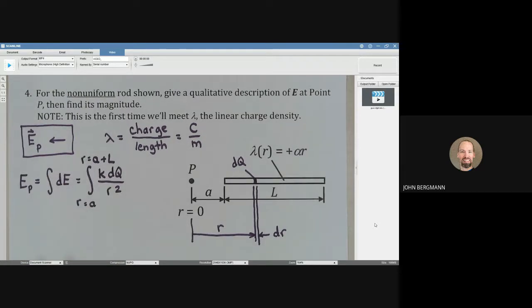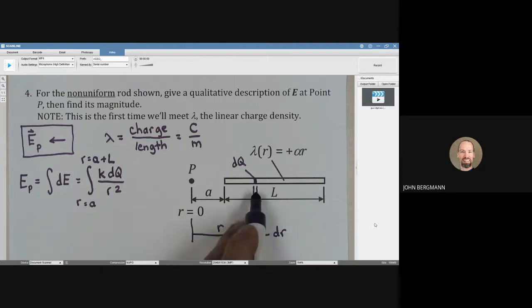The problem we're running into now is that the limits of integration are in terms of a length. That's a unit basically of meters, but our differential is of charge, and that is a problem. So we need to somehow change this dq into some kind of dr. So how do we do that?